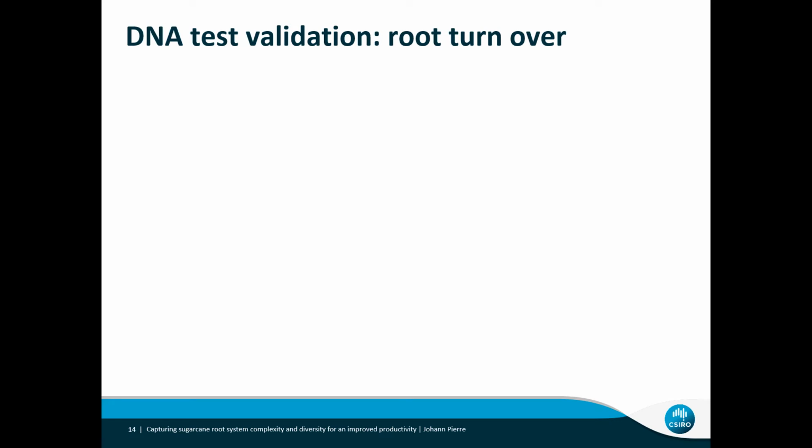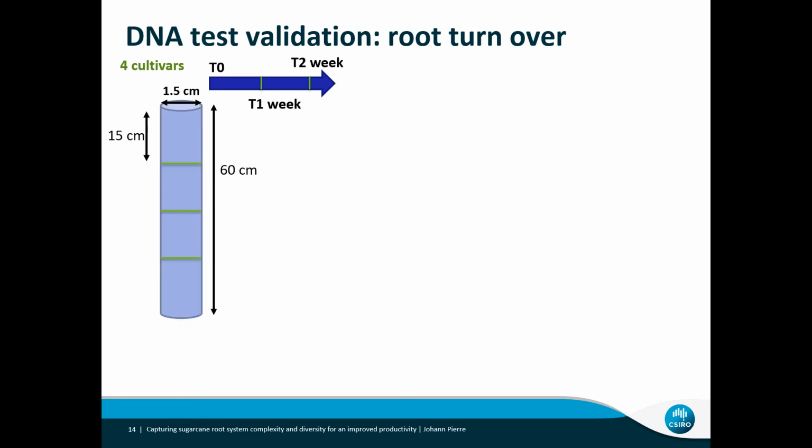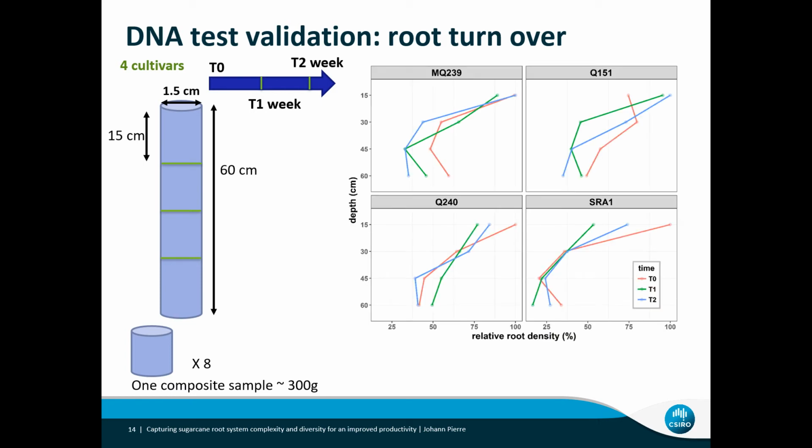To test this hypothesis or previous result, 12-month-old plants from 4 cultivars were cut at T0, and soil cores were collected around the bases of the plants at T0 and 1 week and 2 weeks after harvest. The soil cores were 60 centimeters deep. We split them in 15 centimeter segments, and to make one sample, we pooled 8 cores from the same depth. The results are presented here on this graph, where the y-axis represents the soil depth and the x-axis represents the relative root density.